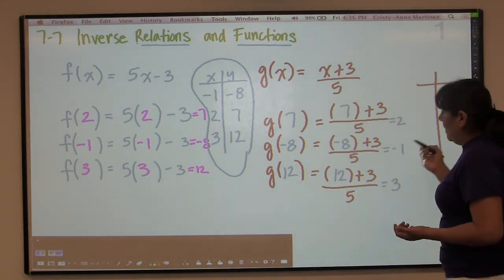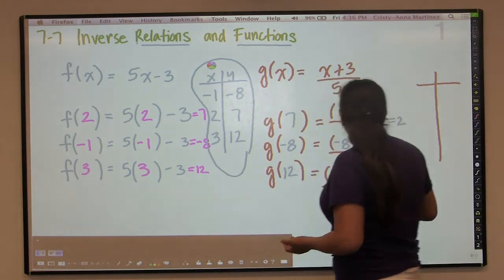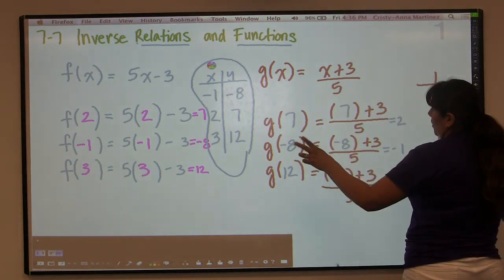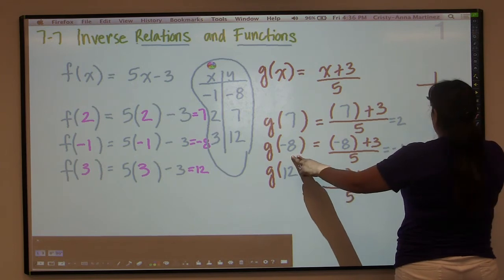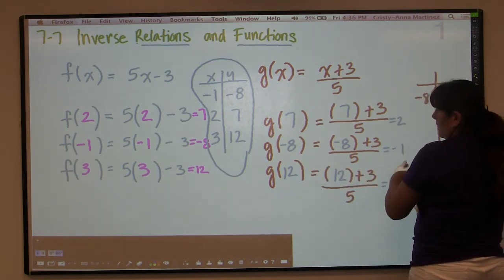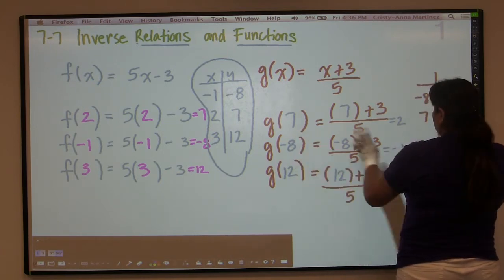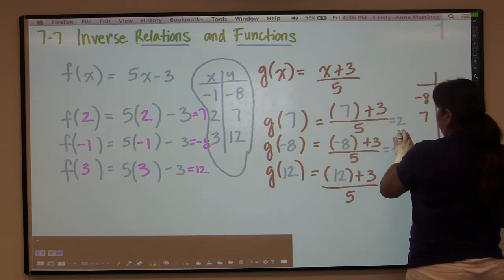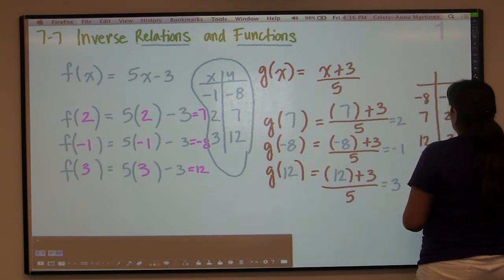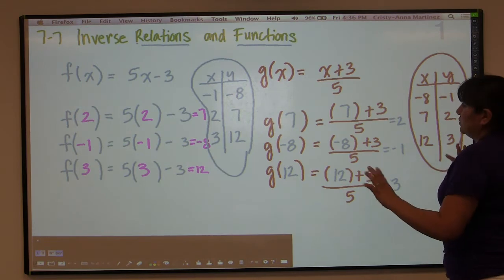Okay, and again, we can set up a t-table for ourselves over here. And we know that when we want to keep the same order from before, when we put a -8 in, a -1 comes out. When we put in a 7, the 2 comes out. And when we put in a 12, a 3 comes out. So now I want to compare for you these two t-tables.